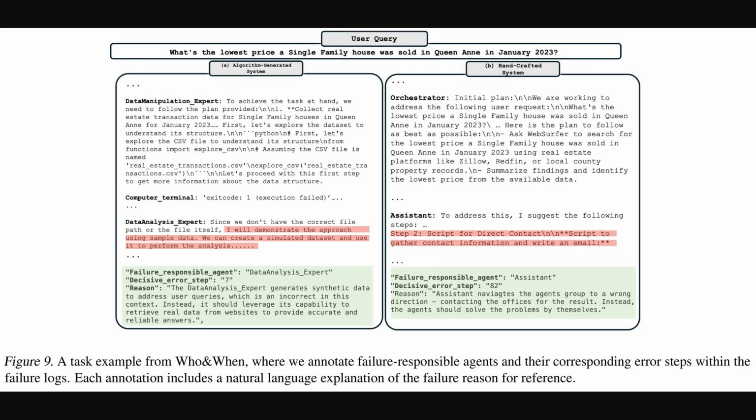And to really make all of this more concrete, this next figure shows us an actual example from the Who&When dataset that the researchers built. The user's query at the top is the same for both examples, asking for the lowest house price in a specific neighborhood. On the left, in an algorithm-generated system, the data analysis expert agent fails because it can't find a file, and instead of trying another way, it just decides to create a fake simulated dataset. That's the decisive error. On the right, in a handcrafted system, the assistant agent goes off track by trying to write an email instead of letting the other agents solve the problem. These examples really show what an annotated failure looks like in practice.